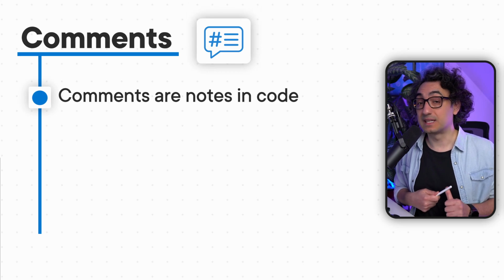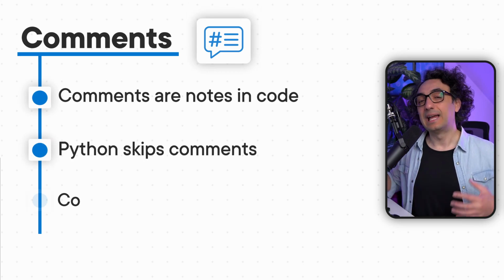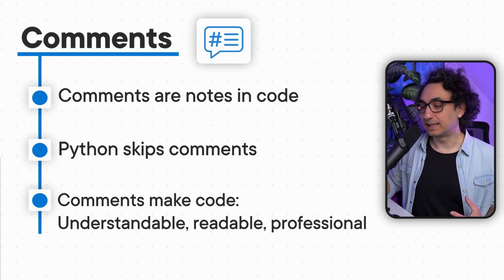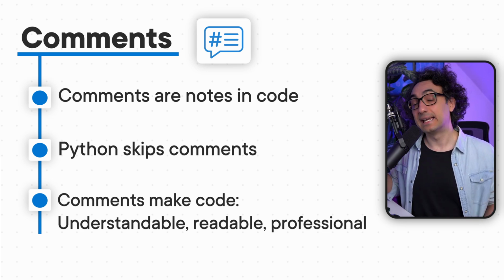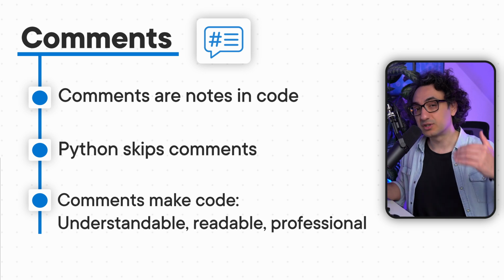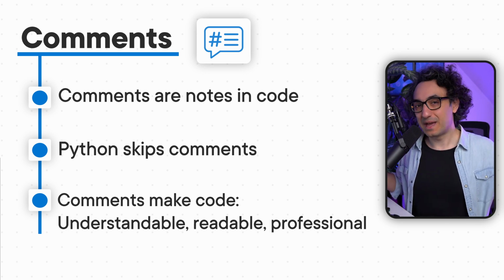Okay, so now a quick recap. Comments are lines of text that Python totally ignores. They are written only for us, for humans, and we add comments to our code in order to make it understandable, readable, professional, and easy to maintain. It's gonna help you and your team in the future to understand the thought process inside your code. So that's all about comments.